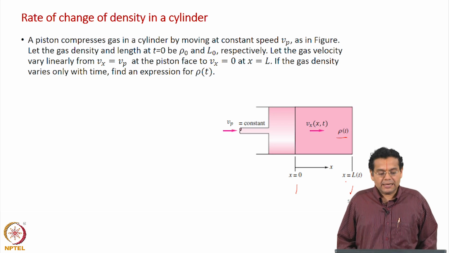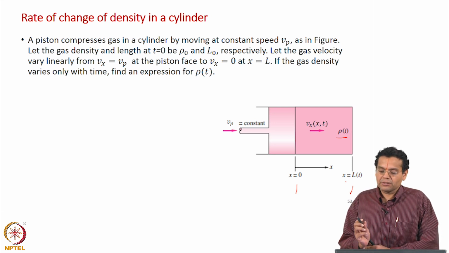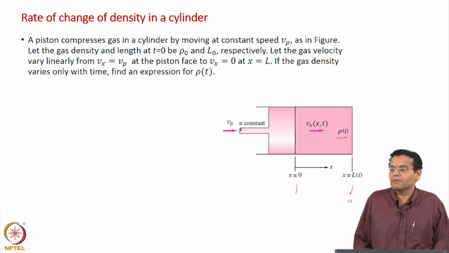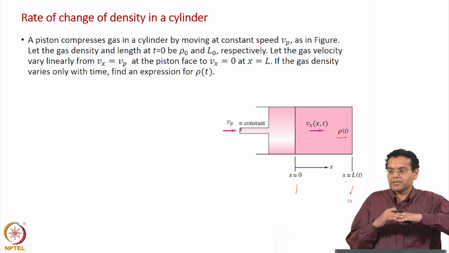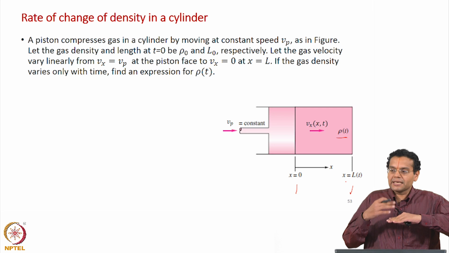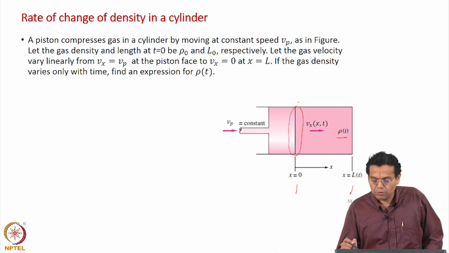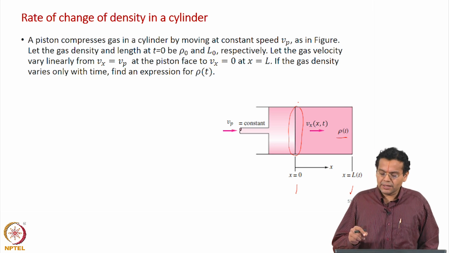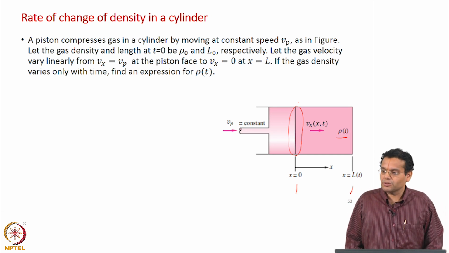Let the gas velocity vary linearly from V x equal to V p at the piston face to V x equal to 0 at x equal to L. What is the meaning of that? Remember, we have been telling always that at a surface the fluid clings to the surface, which means that it gets the same velocity as that of the surface. So, this surface moves at a velocity of V p, so the velocity of the fluid which is clinging to that surface is also V p.